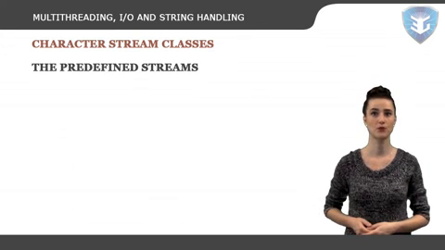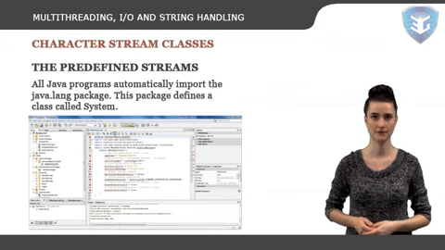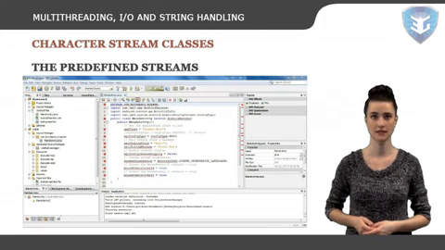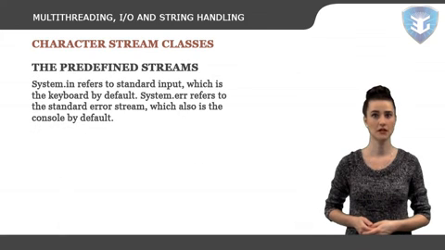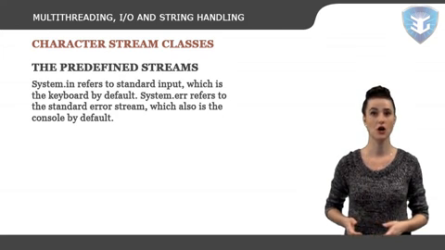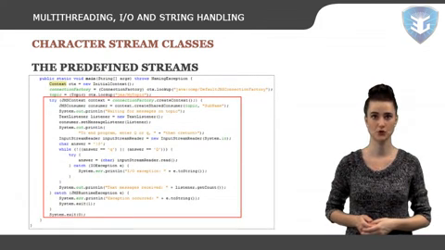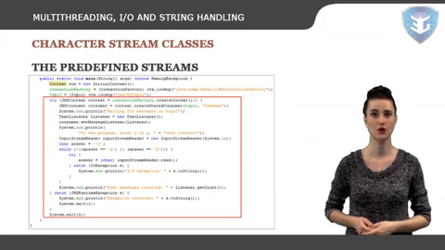Let's now take a look at the predefined streams. All Java programs automatically import the java.lang package. This package defines a class called System, which encapsulates several aspects of the runtime environment. System.in refers to standard input, which is the keyboard by default. System.err refers to the standard error stream, which also is the console by default. System.in is an object of type InputStream. System.out and System.err are objects of type PrintStream. These are byte streams, even though they typically are used to read and write characters from and to the console.